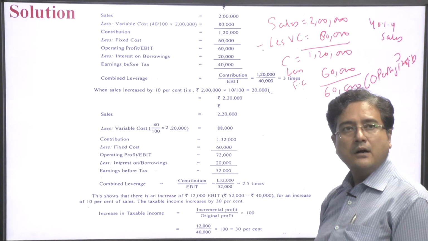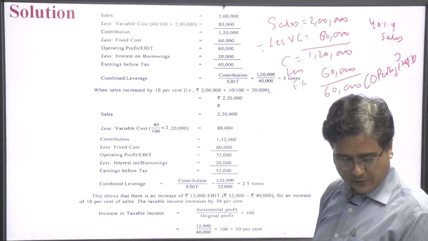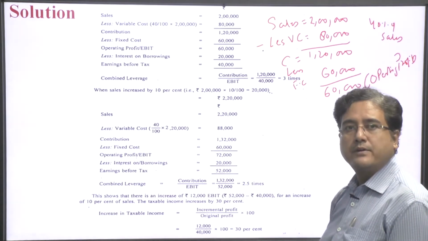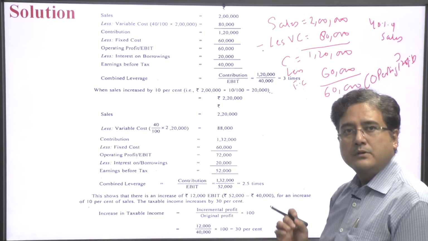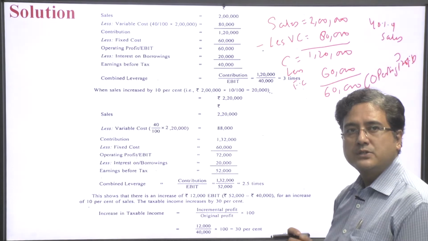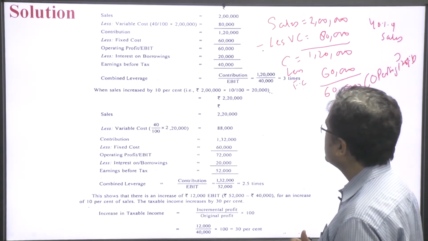$60,000 is now an operating profit. Clear? Now you can find out the changes. Okay.